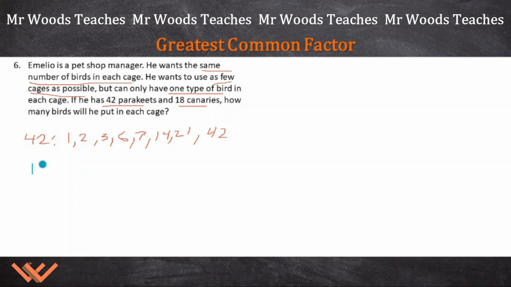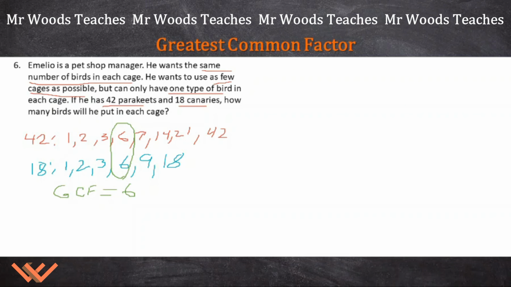Let's factor 18. Again, we go with 1 times 18, 2 times 9, 3 times 6, and then we have that 9 there, and then 18. What's the greatest common factor? 1, 2, 3, there's 6. Is there a 9 up here, 18 up there? Nope, it's going to be 6. So the GCF, the greatest common factor, equals 6.